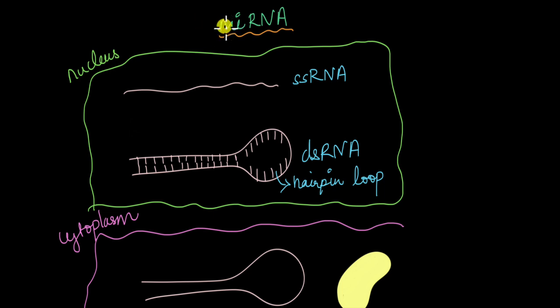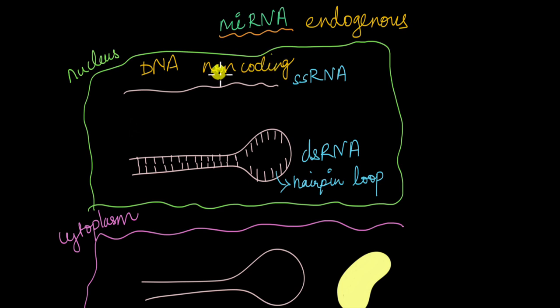So I told you earlier that miRNA is endogenous, right? Which means that it is produced within our cells as well. Now where it is produced is, first it is produced in the nucleus from DNA, specific parts of DNA that don't code for any protein. So this is non-coding RNA. So from DNA, a non-coding single-stranded RNA is produced by transcription.